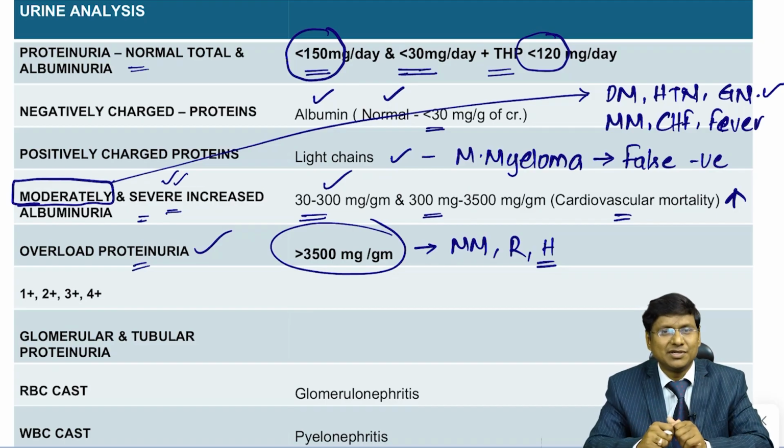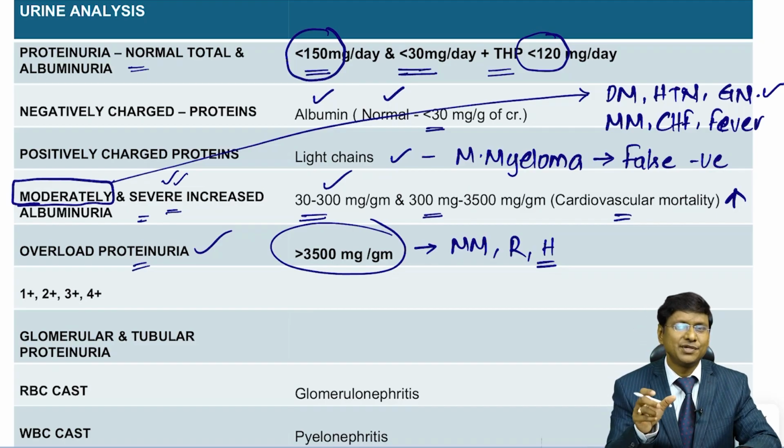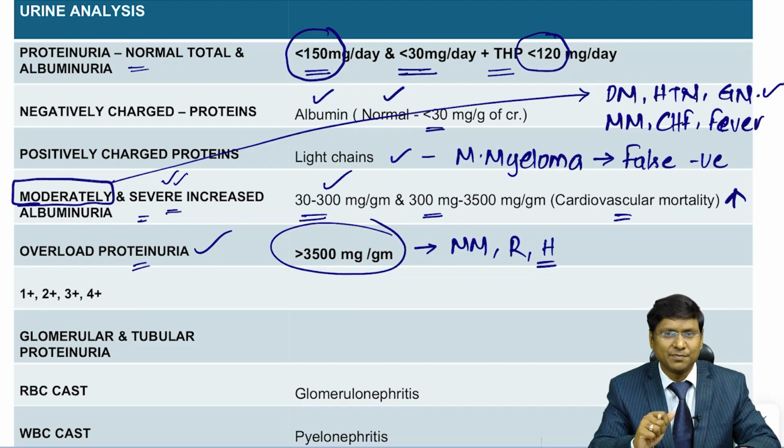And we have one more terminology called functional proteinuria. Functional proteinuria is observed when the individual is doing exercise or when the individual is jogging. That is when you will have the functional proteinuria.